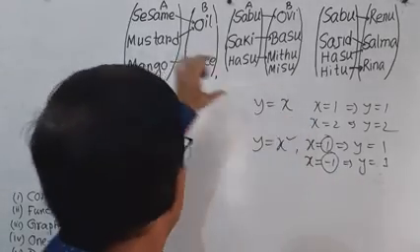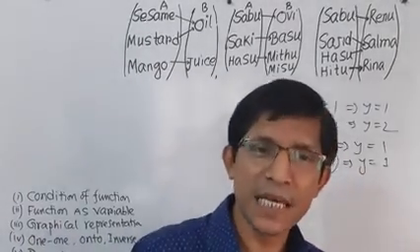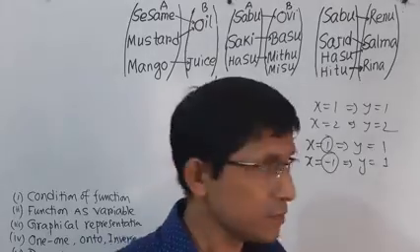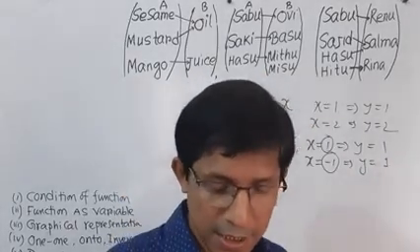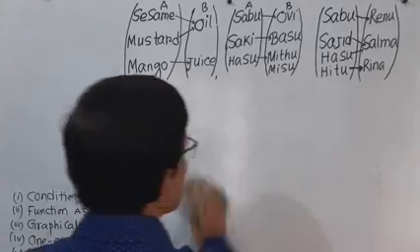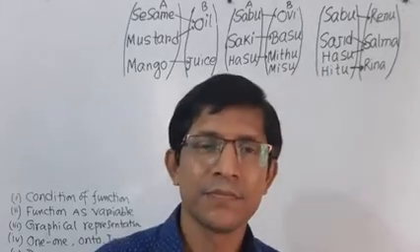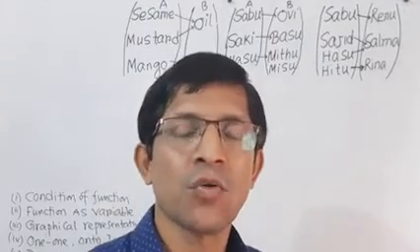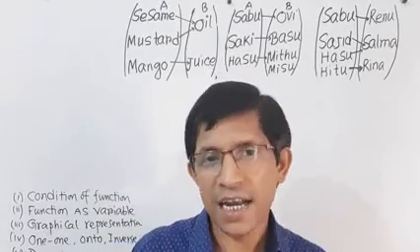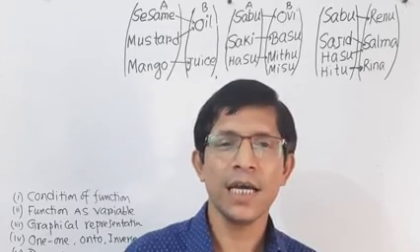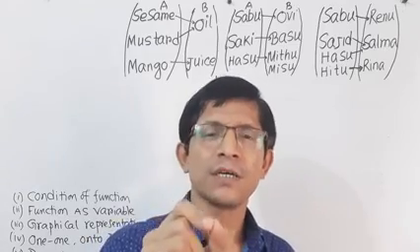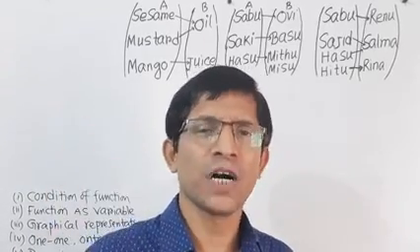Different element of the first set but the same image in the second set. So this is not a one-one function, but this is a one-one function. Now we have to define it. If a function is one-one and onto, then the function can be turned into an inverse function. The function can be turned into an inverse function if it is both one-one and onto.